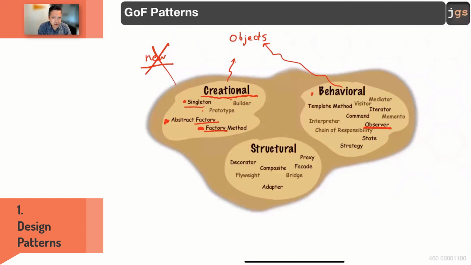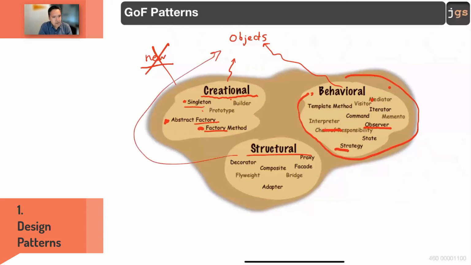Other common behaviors, strategies, chain of responsibilities, iterators, mediators. We need to talk about them. What is the problem that they solve? And the class diagram and the source code. Similar with the third category, structure. The structure of what? Classes and objects.